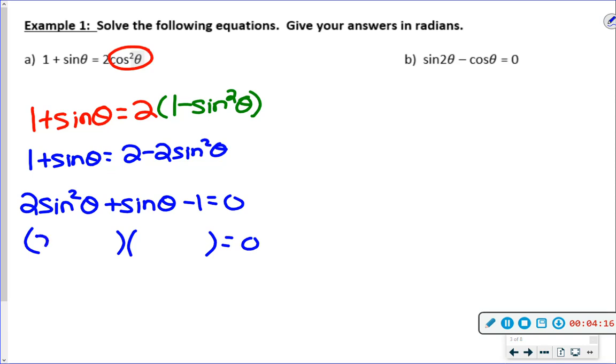So of course we just need 2 and a sine to get 1, of course, 1 and 1. And now we have to think about our positives and negatives. So to get this to FOIL back out to 2 sine squared plus sine minus 1, you tell me, plus or minus right here.